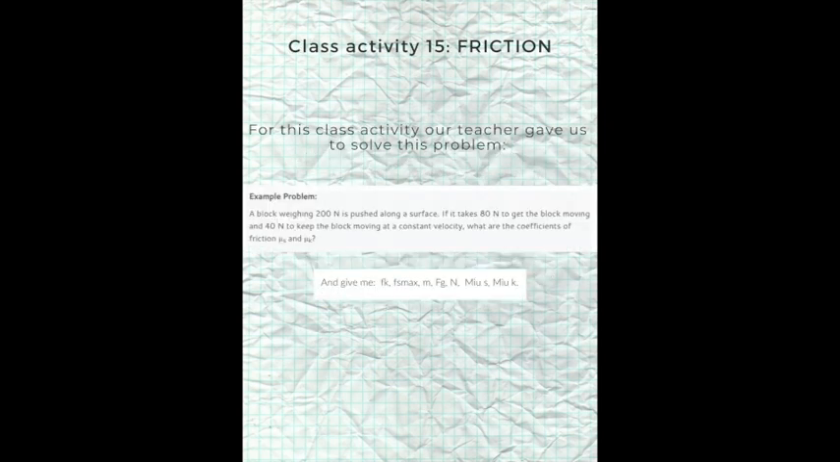A block weighing 200 newtons is pushed along the surface. If it takes 80 newtons to get the block moving and 40 newtons to keep the block moving at a constant velocity, give friction force, Fs max, mass, force of gravity, normal force, mu s, and mu k.